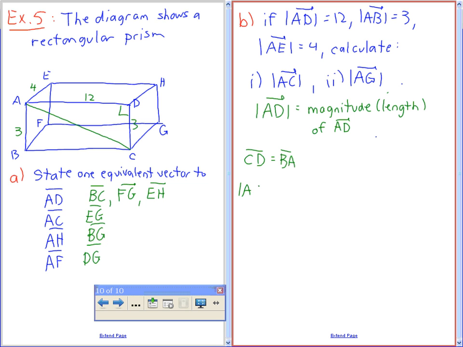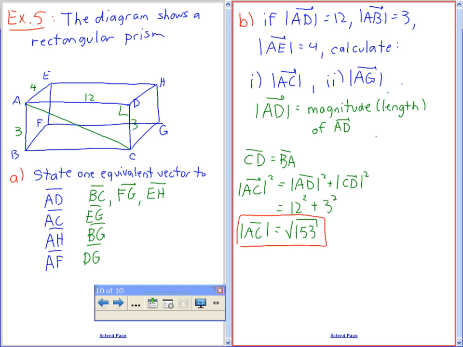So magnitude of AC squared equals magnitude of AB squared plus magnitude of CD squared. It's going to be 12 squared plus 3 squared. Magnitude of AC squared is equal to 144 plus 9, which is 153. If you change that to 12.396, whatever it happens to equal, leave it as root 153, please, okay? Any question how I got AC?